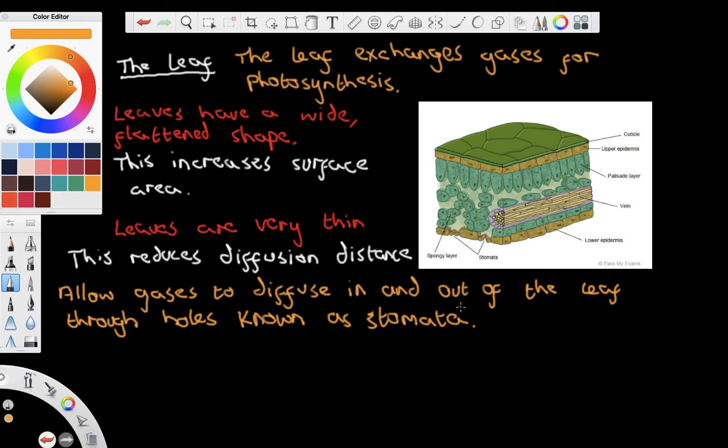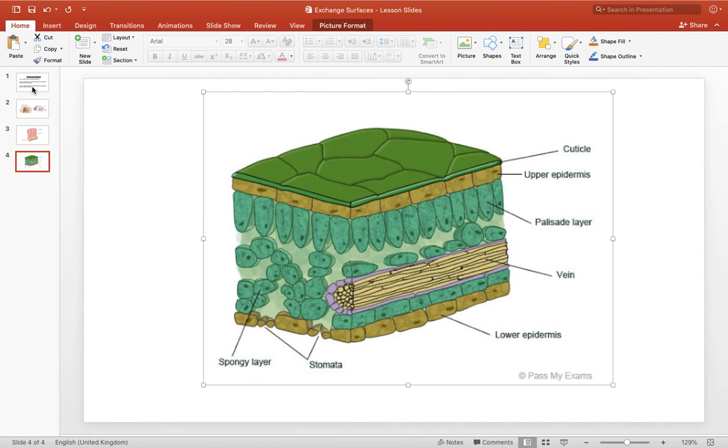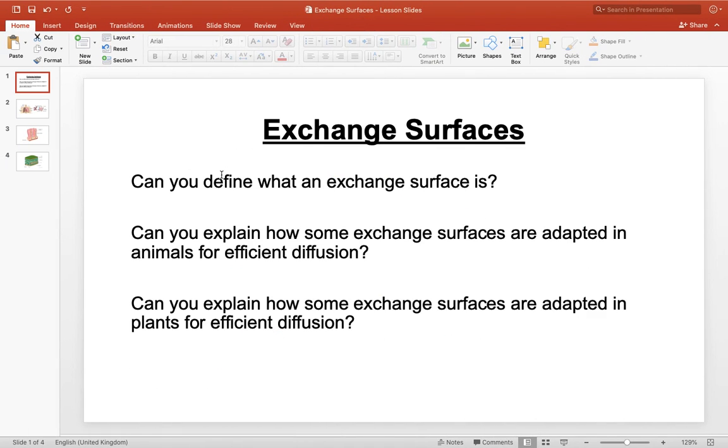Now we are going to be looking at the structure of the lungs, the digestive system and the leaf in topics later this year. So we're going to go over these in more detail then. However, for now, you should now be able to tell me where an exchange surface is. You should be able to tell me how some animal structures are adapted to allow for efficient diffusion, and you should be able to tell me how some plant tissues are adapted for efficient diffusion.